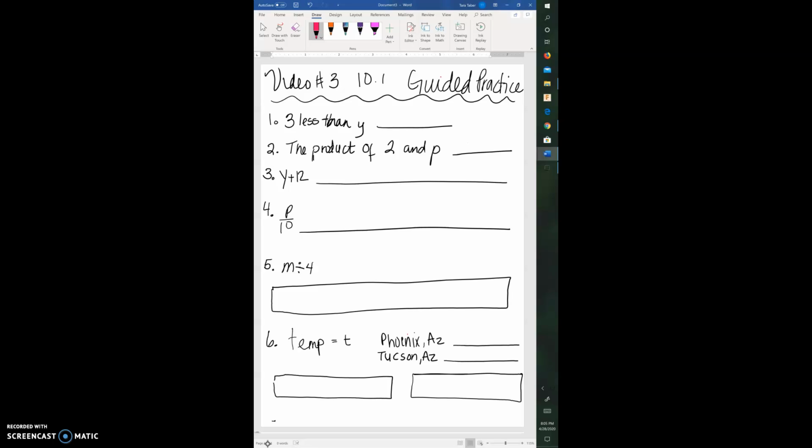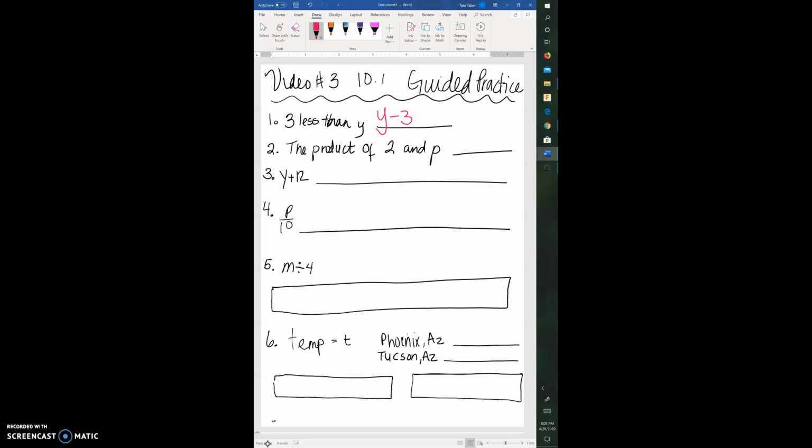The directions for number 1 and 2 say, write each phrase as an algebraic expression. Write the math problem. That's all it says. Write the math problem. 3 less than y. So you have y and you subtract 3. That's what that means, 3 less than y.